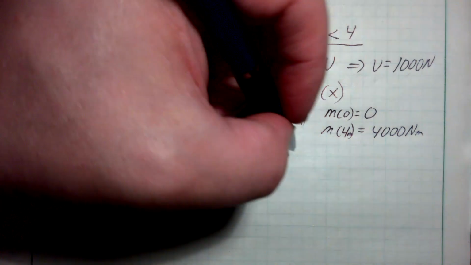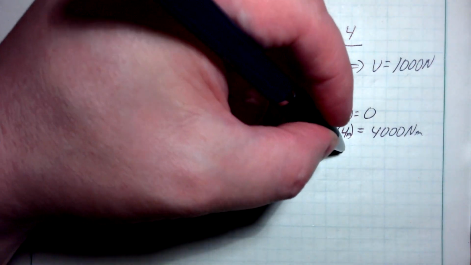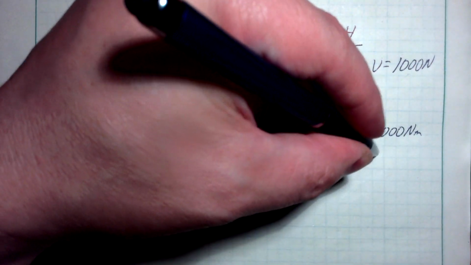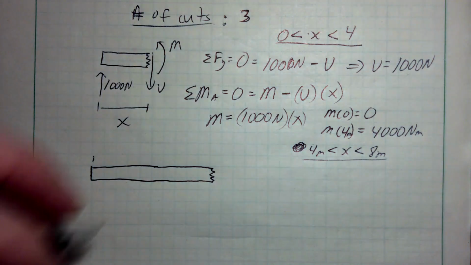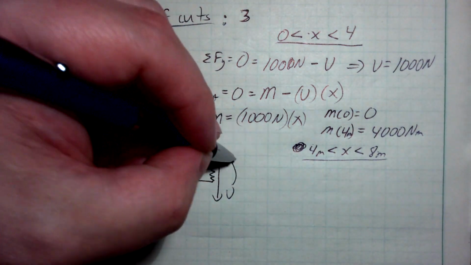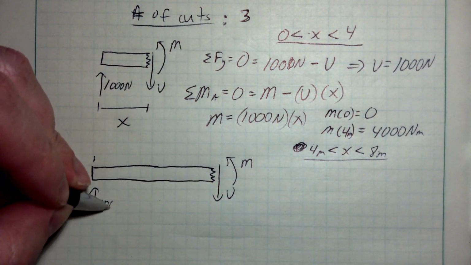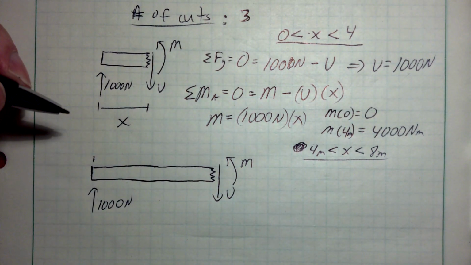This is going to be for 0. I'm sorry, not for 0. This is going to be from 4 meters to 8 meters. In this range, now we've exposed shear and moment when we cut through here. Still have this force at point A is 1,000 newtons.